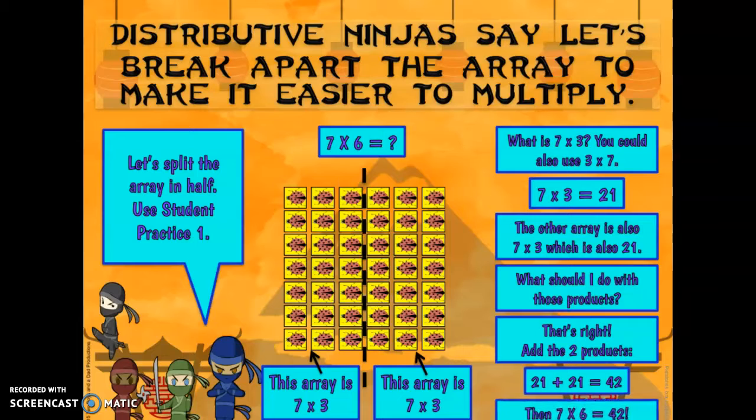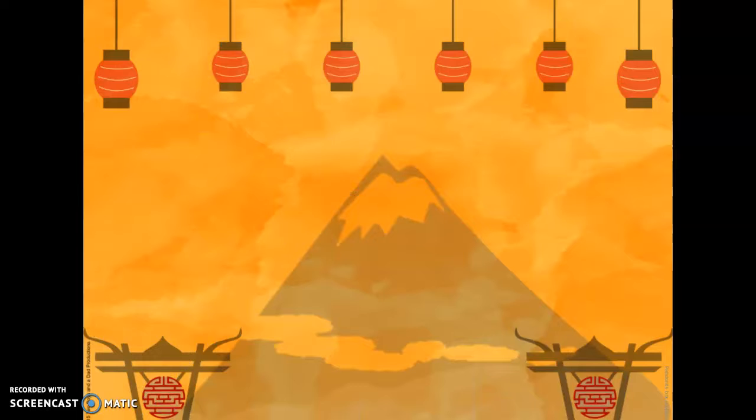Now, if we're looking at this, then we know that 7 times 6 equals 42 because we broke it apart and then put it back together to get our total.